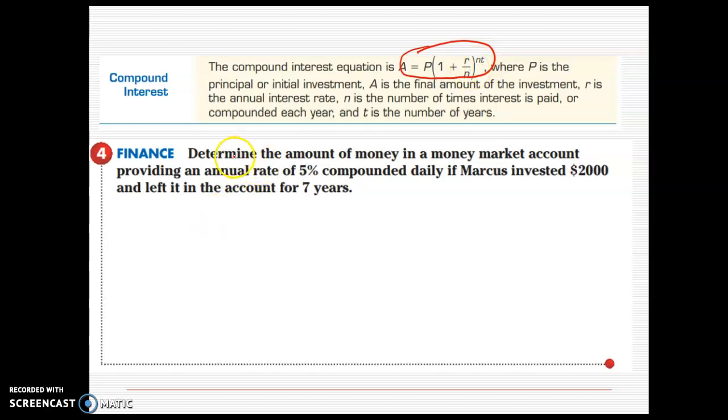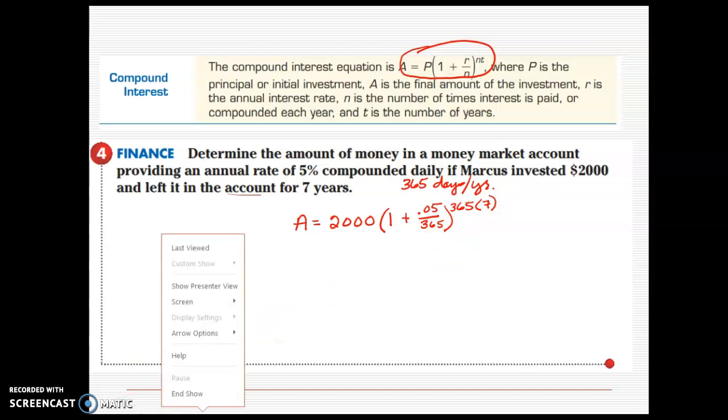So, determine the amount of money in a money market account providing an annual rate of 5% compounded daily, if Marcus invested $2,000 and left it in the account for 7 years. So there are 365 days a year, and it's compounding every day. So your accumulated amount would be $2,000, that's your principal, times 1 plus 0.05 divided by 365 to the 365 times 7.